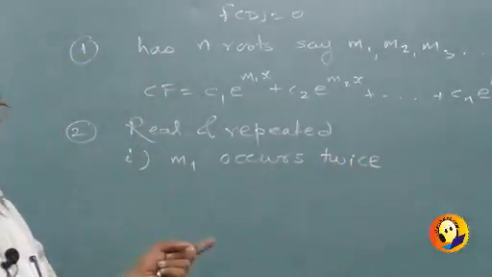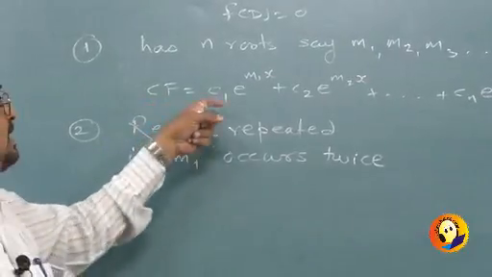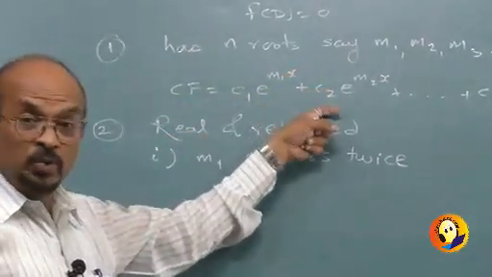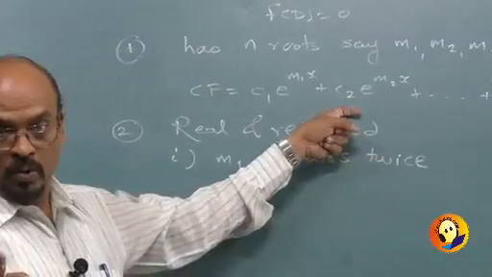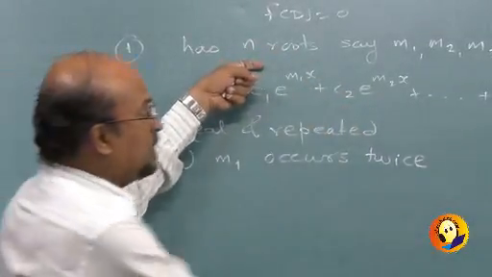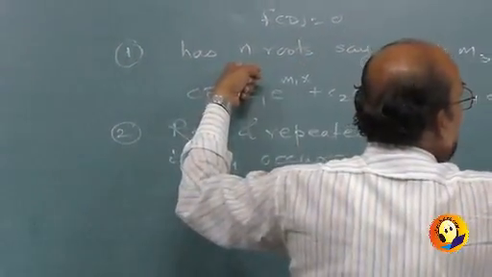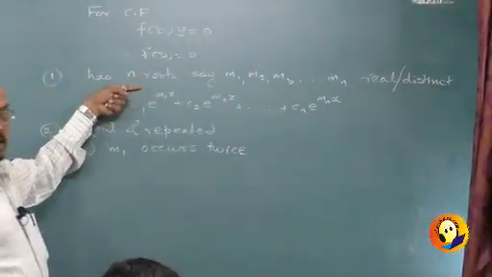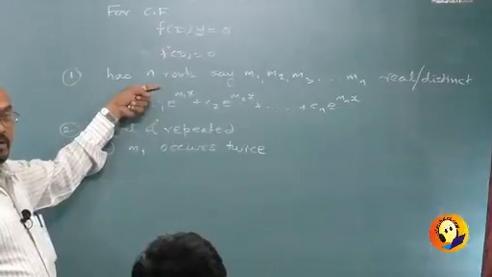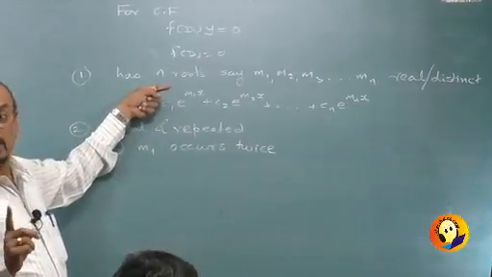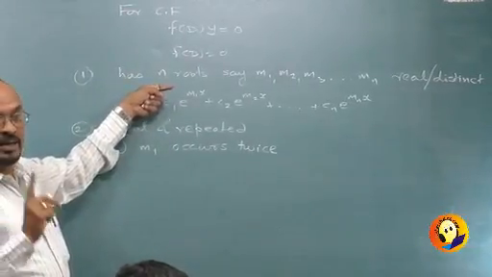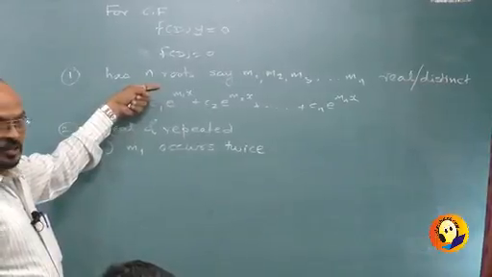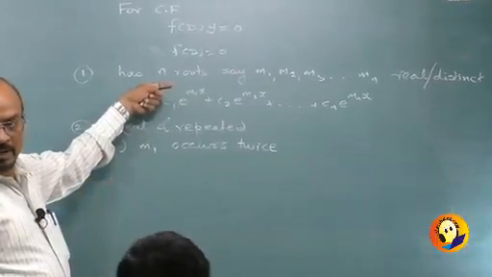So if the same root occurs twice, then you cannot write c1 e raised to m1x plus c2 e raised to m1x. No. This is for real as well as distinct. There should not be any repetition. Then this generalization works. If you have roots as 2 and 2, then it doesn't work, because then that integration takes a different form. There is a cancellation because that will be implemented in Q.